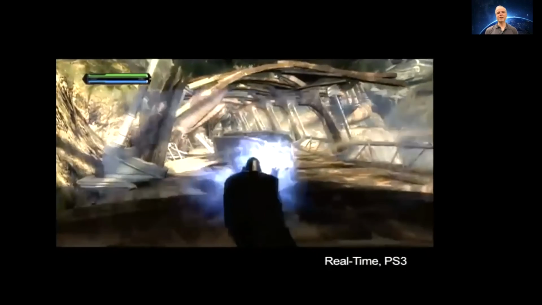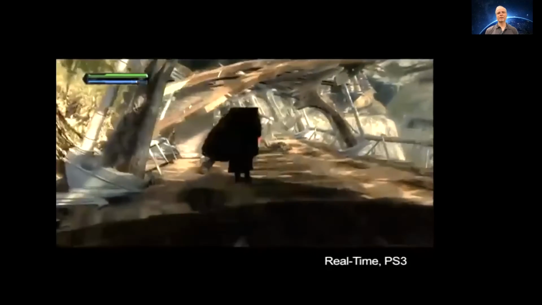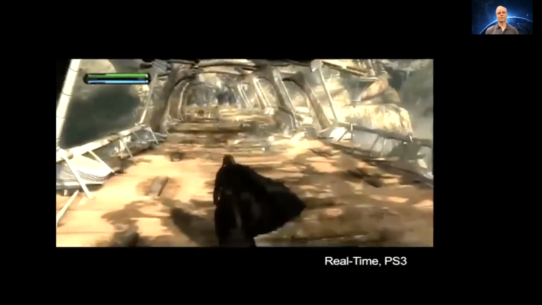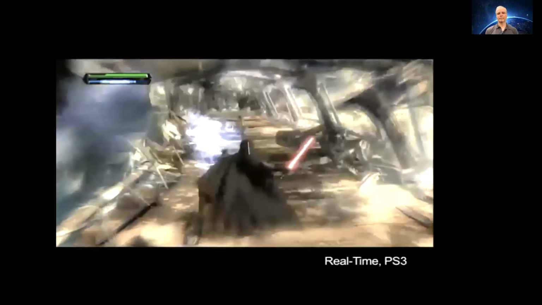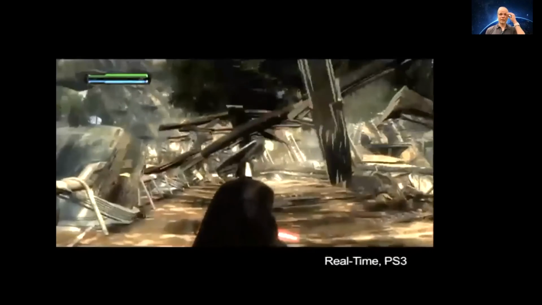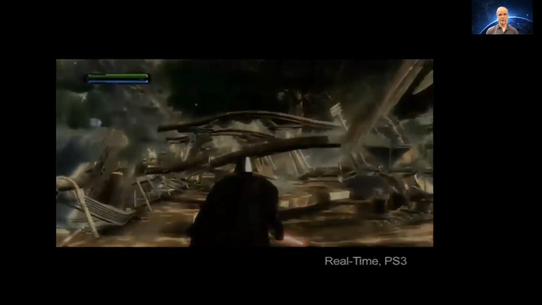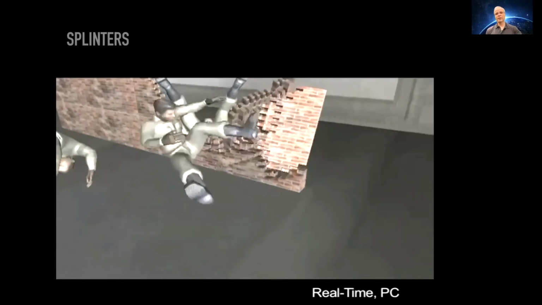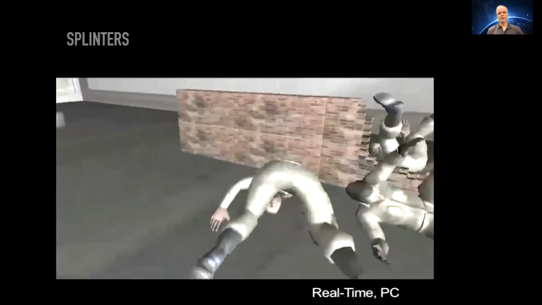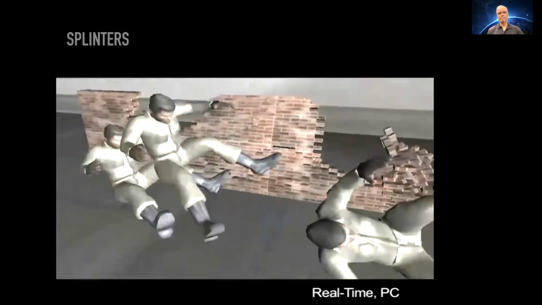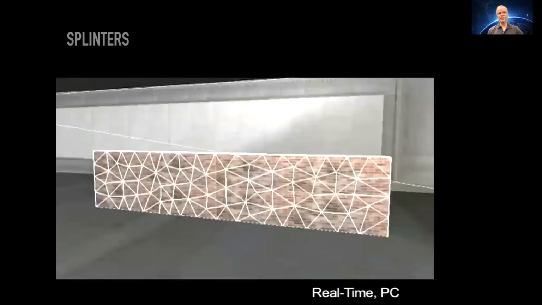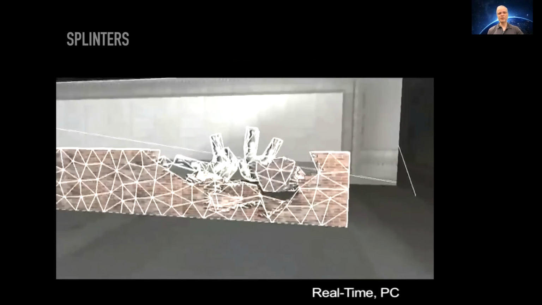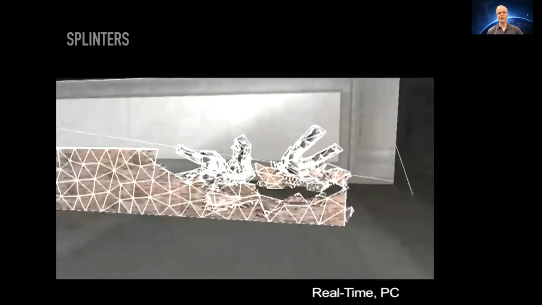Causing some pain for that Wookiee there. Okay. And this is just showing, again, the splinters. You see the bricks sticking out. And here you can see the finite element triangles or tetrahedra, where the actual simulation occurs, and you can see the bricks kind of stick out.